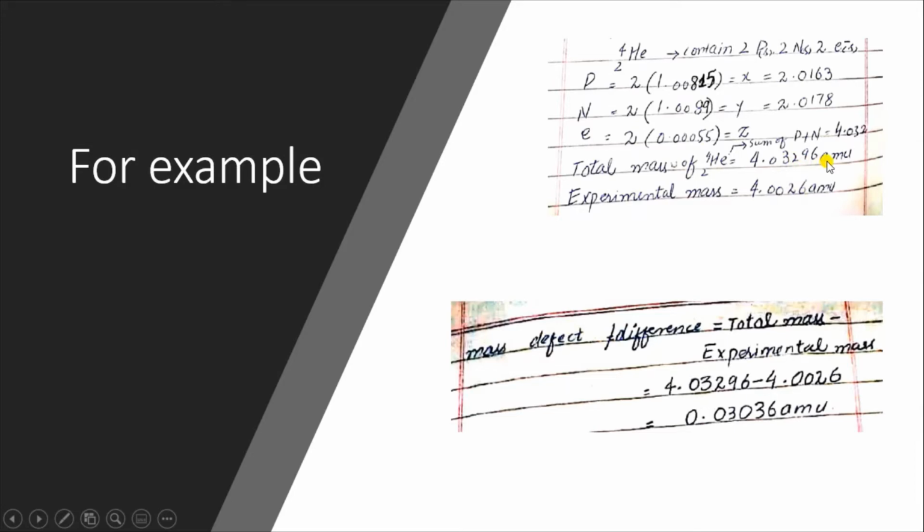4.03296 AMU, which is the sum of the mass of protons and neutrons, but the experimental mass is 4.0026 AMU. So there is a difference between the total mass and the experimental mass, which is 0.03036 AMU. This is the mass defect. This is the difference which is created by the attraction or repulsion.